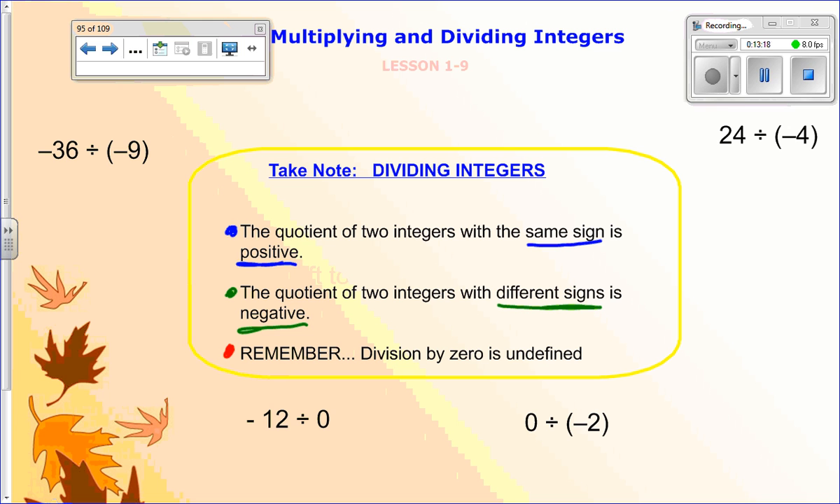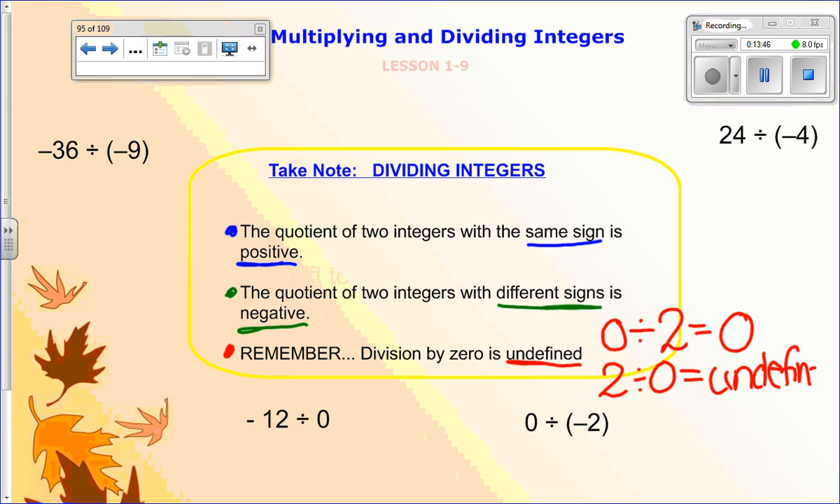And then here in red is an important reminder. Division by 0 is undefined. So I want to stress this a little bit more. You can do something like this, 0 divided by 2. If you have 0 of something and you try to divide it into 2 groups, well, each group will have 0. All right? But you cannot do 2 divided by 0. You can't do it that way because, well, if you have 2 things and you don't have anything you're giving up, it doesn't work out. It's undefined. All right, so whenever you divide by a 0, it's undefined.